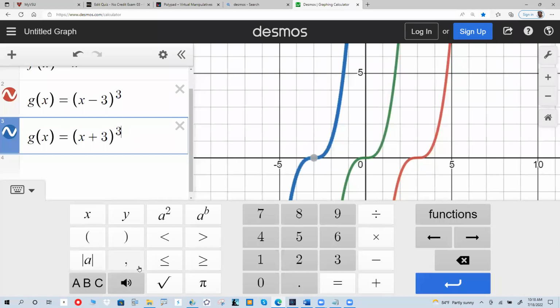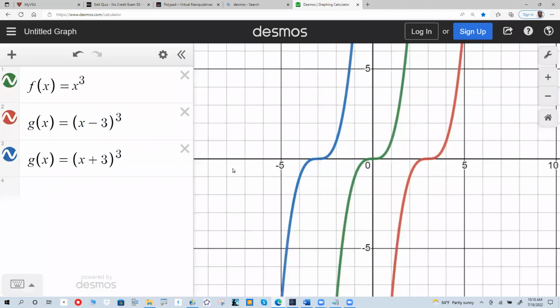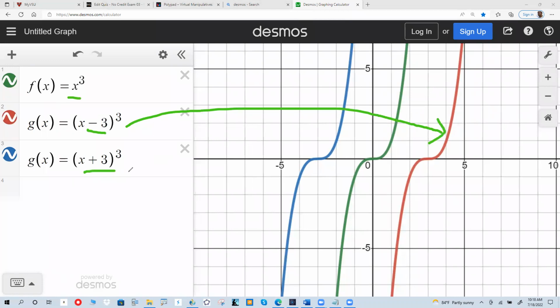Give me 1 second, okay? So what happened here, guys? Remember, guys, we said if it's -3, it's going to be 3 units to the right. That's exactly what happened. And we said if you replace x with x plus 3, x plus 4, x plus 5, it's going to move this many units to the left. And that's exactly what happened.